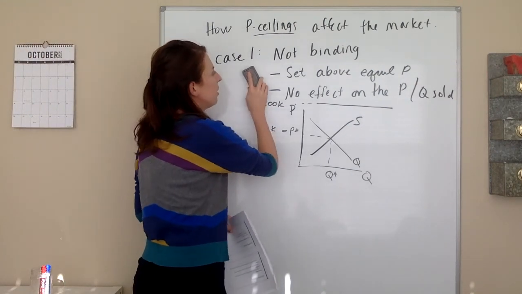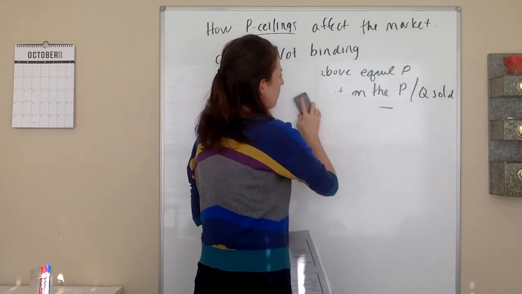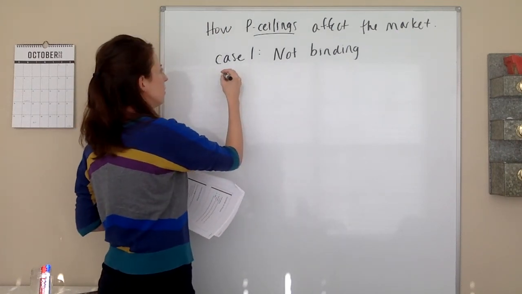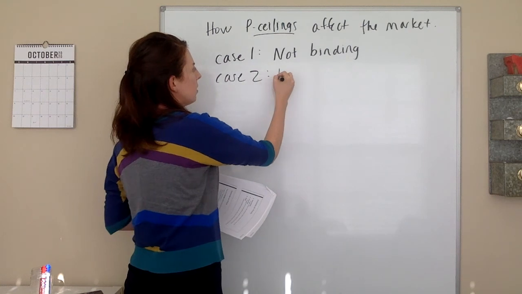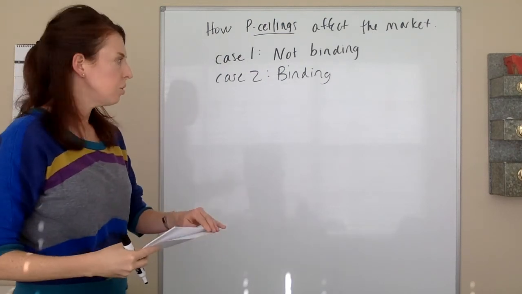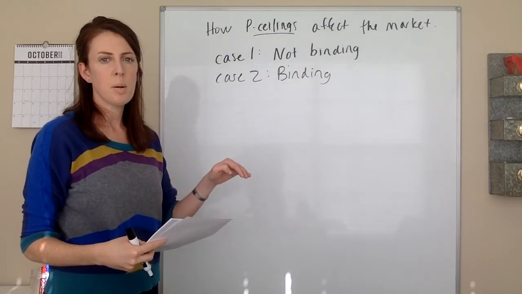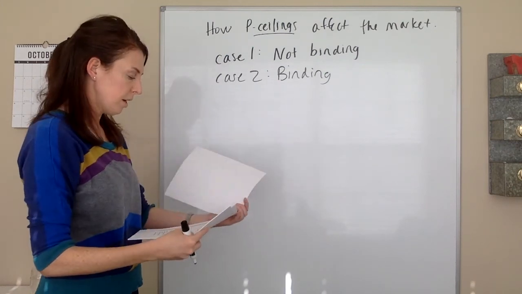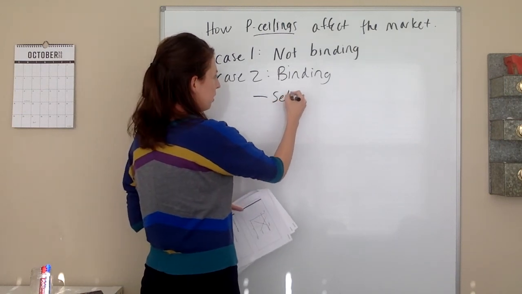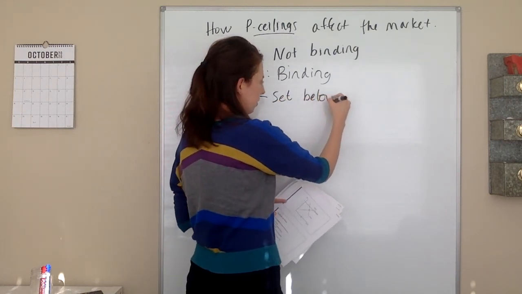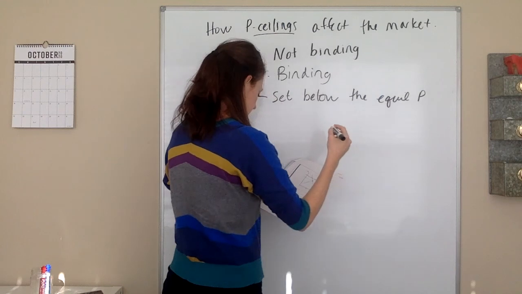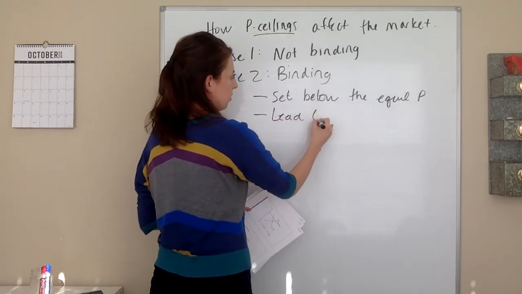Okay, case number two, however, is we could have a price ceiling that is binding. So case two is to have a binding price ceiling. A binding price ceiling is going to pop up anytime the government comes in and sets a price ceiling that's below the equilibrium price in the market. So, just descriptively, these occur when the ceiling is set below the equilibrium price. And this will lead to a shortage.